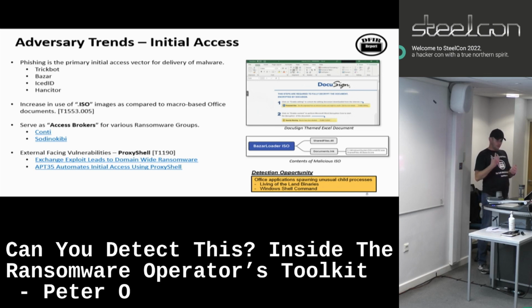Exploiting vulnerabilities is quite hard, so they try to go for vulnerabilities that could impact a number of different types of organisations. Exchange is a popular vector. From a detection point of view, for documents, we can look for Office applications that are spawning unusual child processes, such as living-off-the-land binaries like regsvr32, rundll32, and even direct calls to cmd.exe.